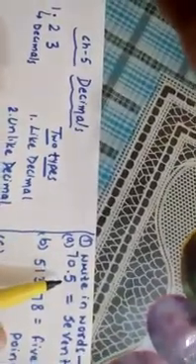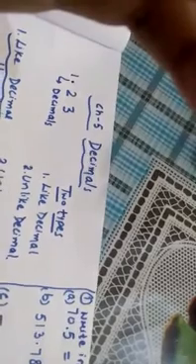Now we will do exercise 5.1. The first question is: write in words. We have to write 70.5 in words. How will we write it? Before the decimal, as it is, the way we did in our small classes. 70.5: 70, then point, then 5.